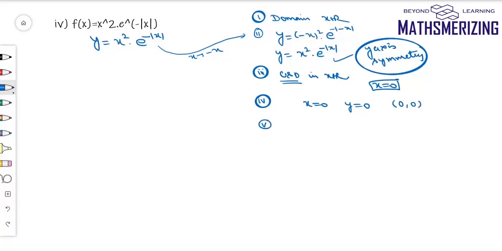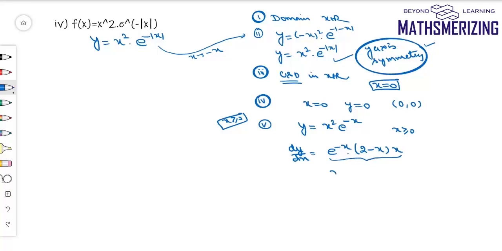Now because this graph has a y-axis symmetry, what I'll do is draw the graph when x is greater than or equal to 0 and then replicate the same graph on the left hand side. I'll write this function as y equals x square e to the power minus x when x is greater than or equal to 0. I'll find dy by dx. So if I differentiate the function, I'll get dy by dx as e to the power minus x, times (2 minus x) and plus x. So the critical points are 0 and 2.